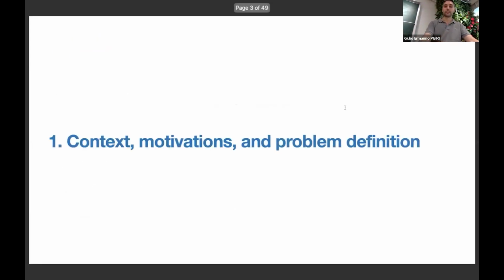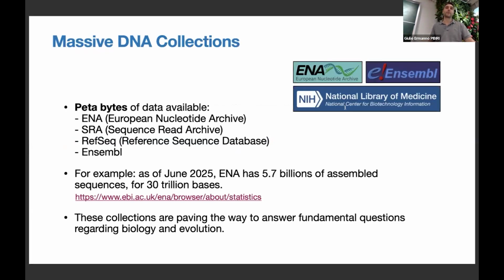All right, so again, just a little bit of context and motivation. I'll be brief on this part since I guess you all know what we are talking about here. So, of course, we have massive collections of DNA, many sequences. We have these publicly available collections that host petabytes of data, okay? And I updated these statistics a few days ago. So we have 30 trillion bases available to index and search.